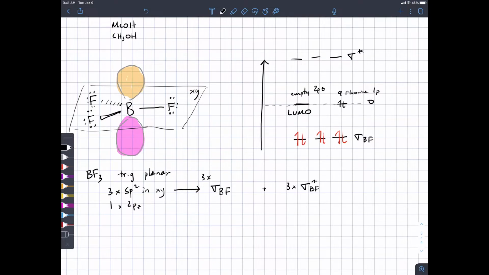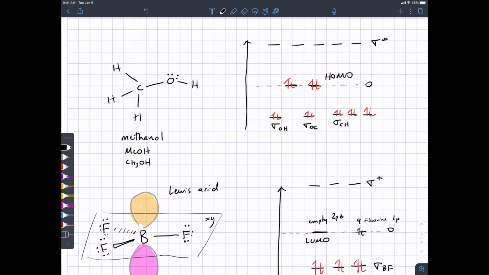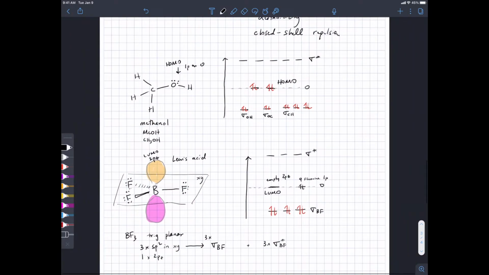And notice that that empty p orbital is lower in energy than any of the antibonding orbitals. So if BF3 were to act as a Lewis acid, where would the electrons go? In the LUMO, in that 2p orbital, right? So we just made a pair of predictions. The LUMO of BF3 is this 2p orbital. The HOMO of methanol is the lone pairs on oxygen.